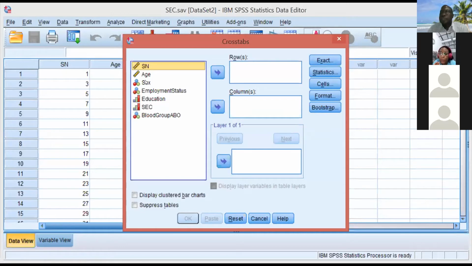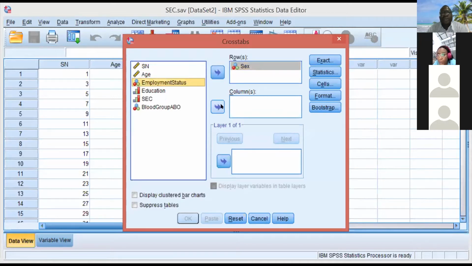Somebody should just quickly tell me. If you want to talk, you have to omit. Sex is the exposure, yes. So the sex will go to the row. Okay. And the employment status goes to the column, which is the outcome. Go to the column.